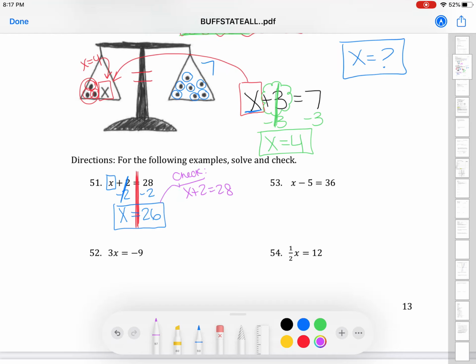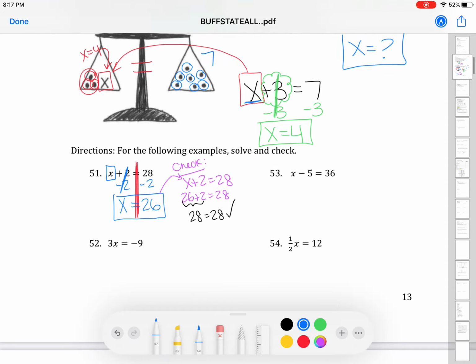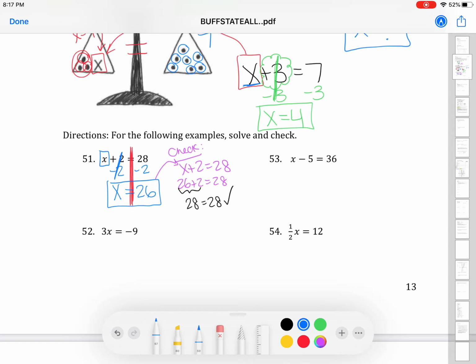The check is going to use substitution. So now that I know what x is, I can take that. My original equation was this. I can take that 26 and plug it in, and it should work. And what I mean by work is when you do the math over here on the left side, 26 plus 2 is 28. It's equal to 28. It works in the equation. Your whole goal is to figure out what x needs to be so that the equation holds its equality, or holds true.